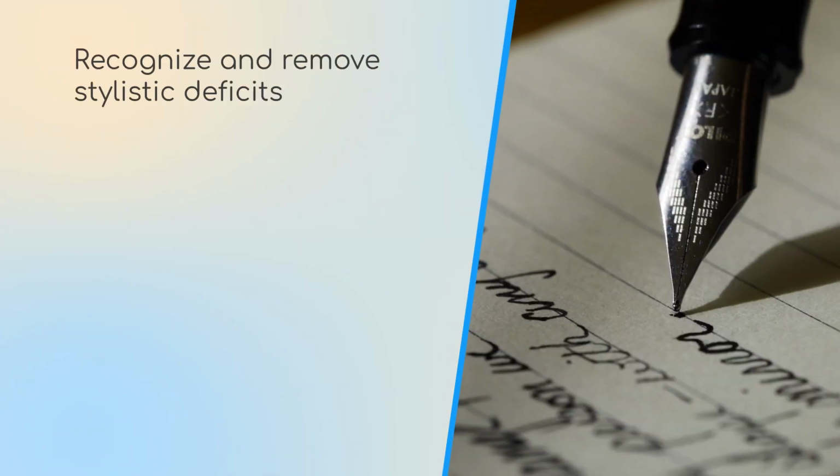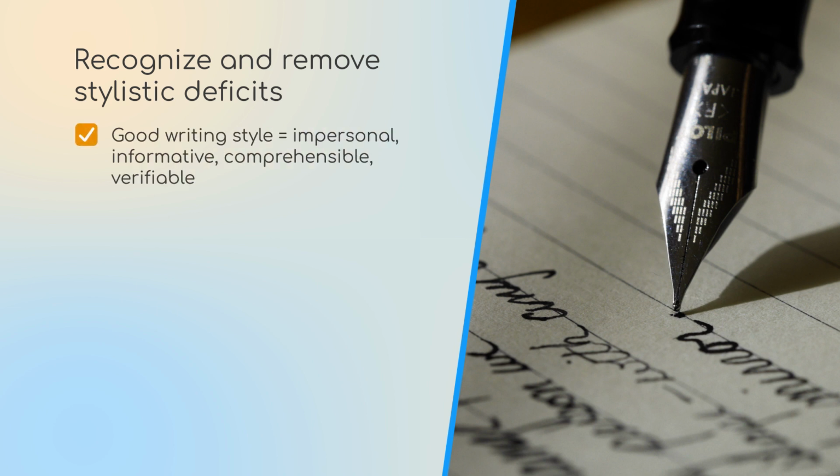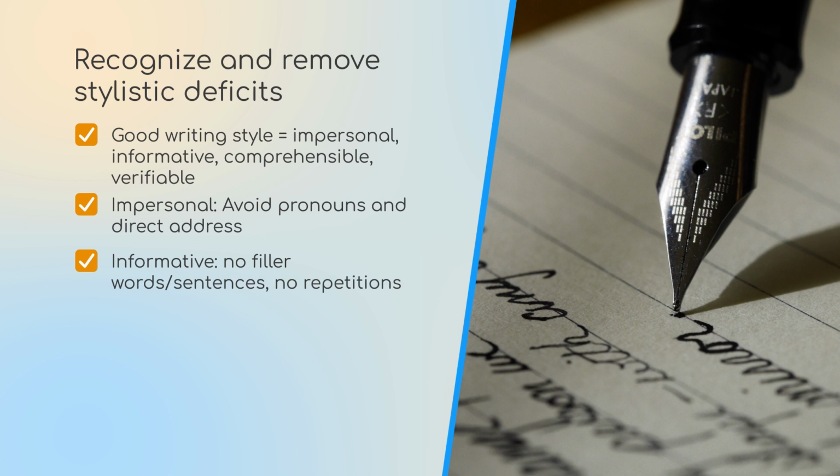Another weakness in academic texts is stylistic deficiencies. A successful writing style in academic papers is particularly evident in the fact that it is impersonal, informative, understandable and verifiable. To ensure an impersonal style, avoid the use of pronouns such as I, you, we, as well as addressing the reader directly. In addition, utterances that do not contribute to the informative content of the text or have a low informative value are also inappropriate.